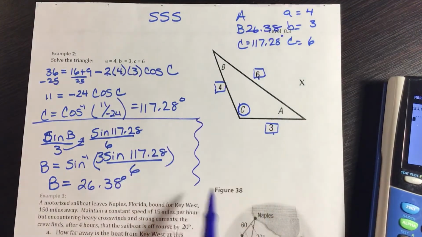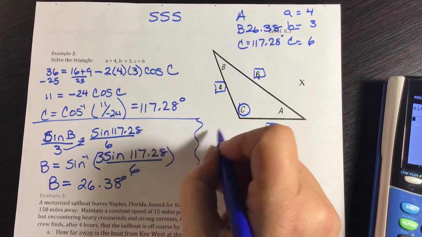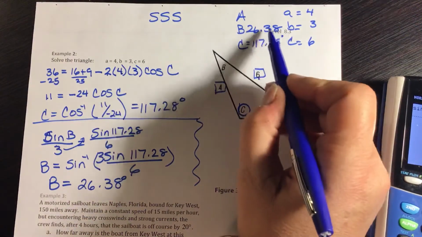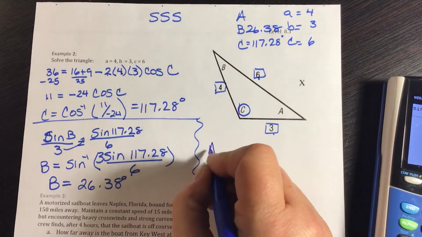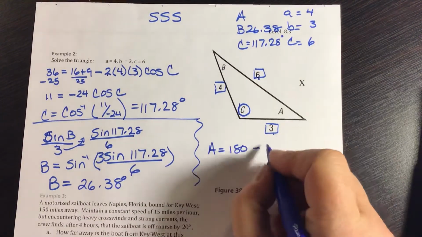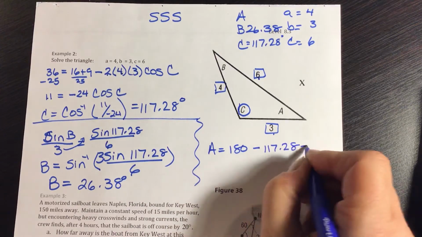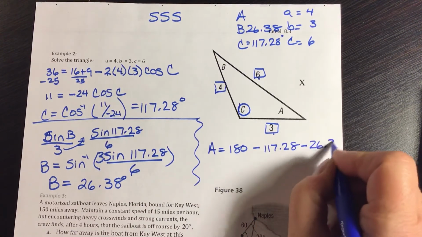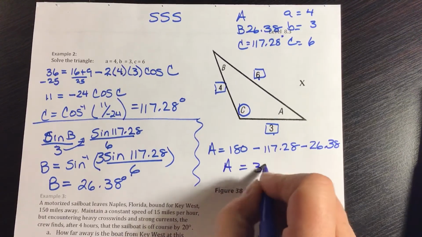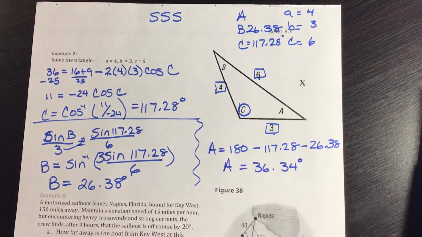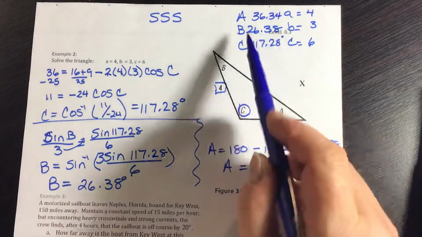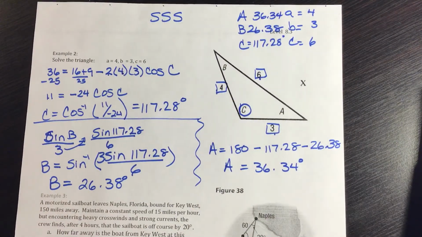And now to find angle A, we're just going to subtract all of our angles from 180. So A is 180 minus 117.28 minus 26.38. And when I subtract all of those, angle A is 36.34 degrees. All right, so now we've just solved the triangle, found all of the angles and all of the sides.